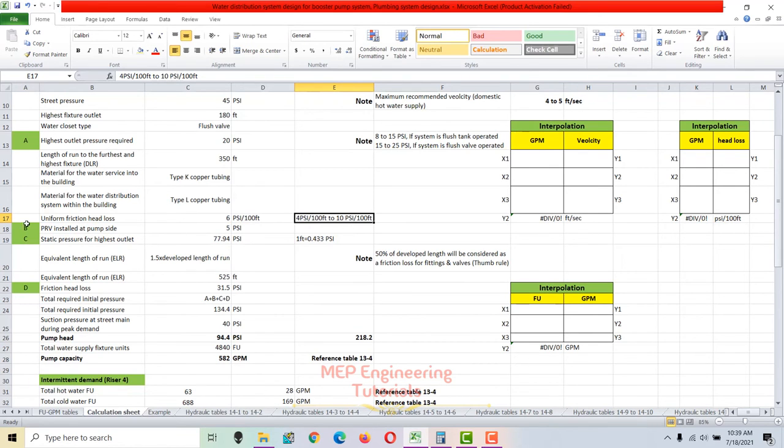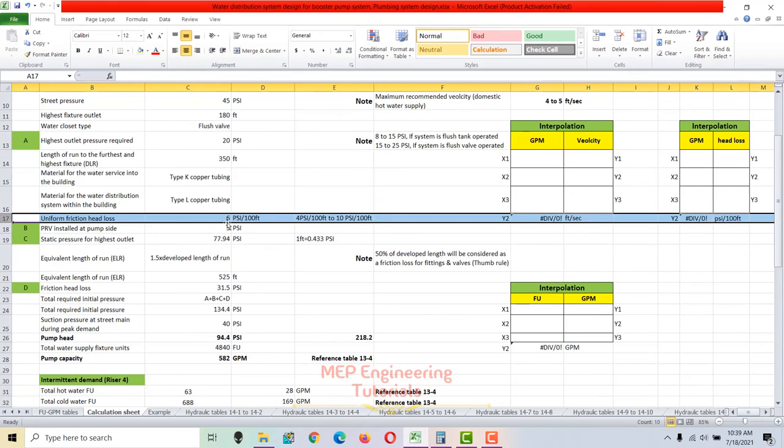So we have taken 6 psi per 100 foot over here, which is the most economical design, like 5 to 6 psi per 100 foot. So we have used 6 psi per 100 foot. As you change this uniform friction head loss, if you move to 10 psi per 100 foot, then your pipe sizes will be smaller. That means smaller pipe insulation will be used.